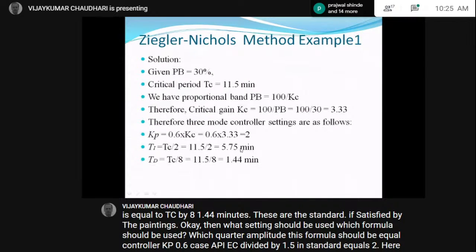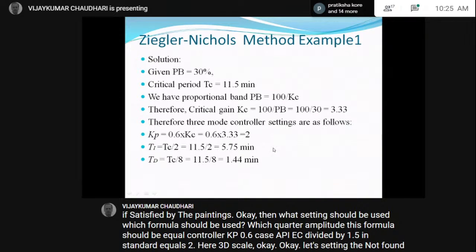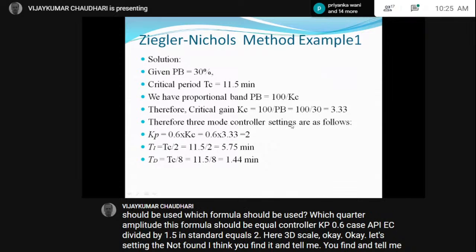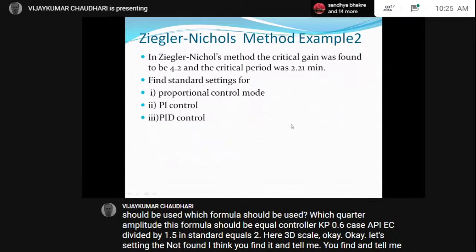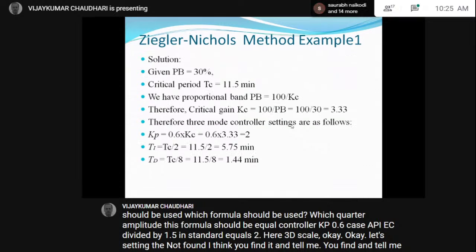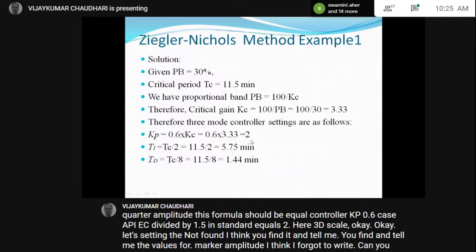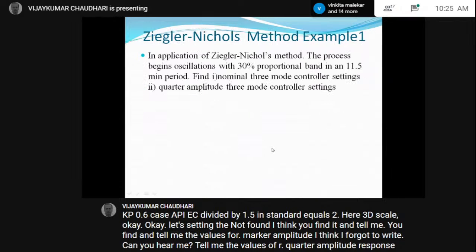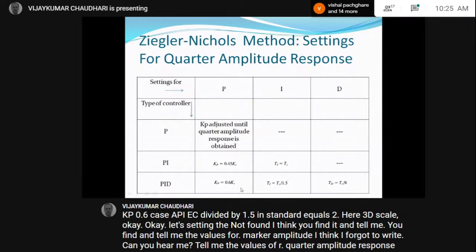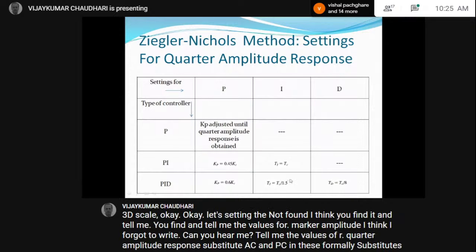Those settings are not found, I think. You find it and tell me the values for quarter amplitude. I think I forgot to write. Can you hear me? Tell me the values for quarter amplitude response. Substitute Kc and Tc in these formulae. This and this will be the same, only this will be different.